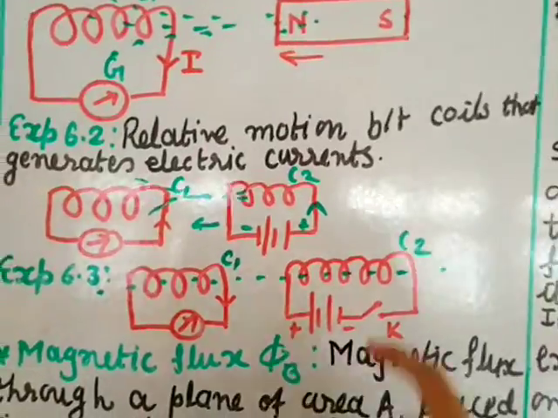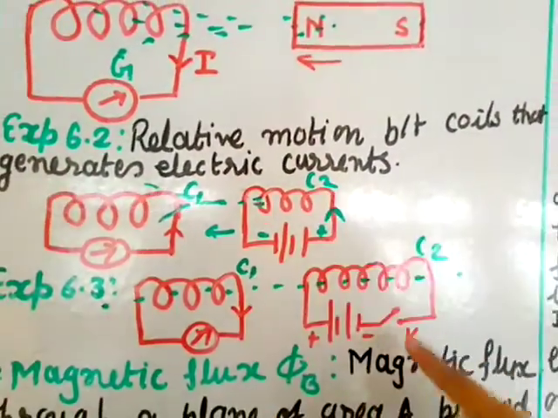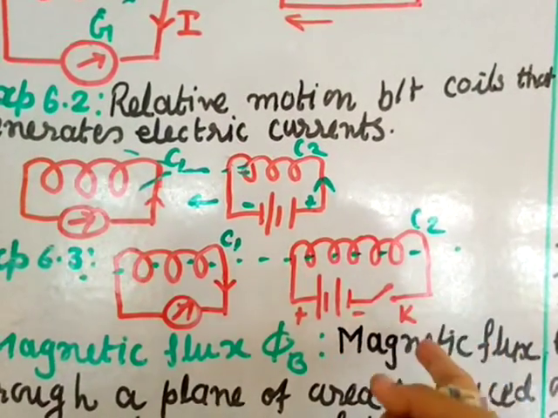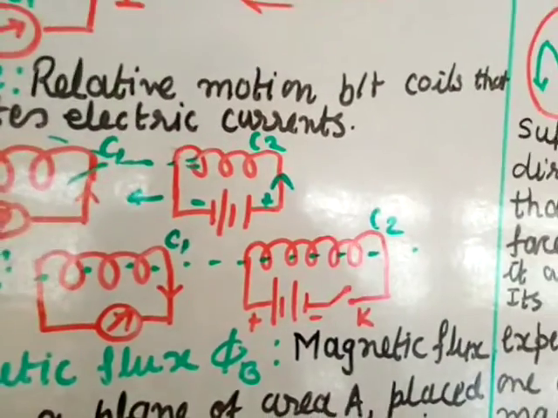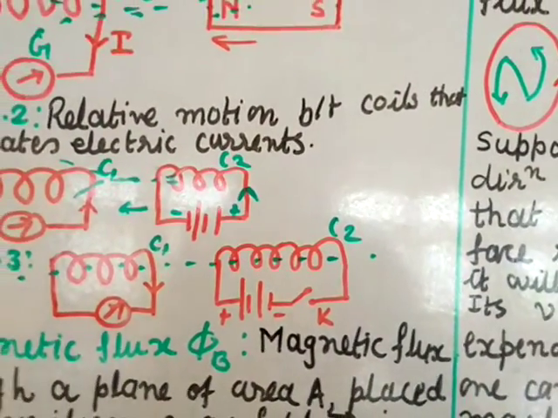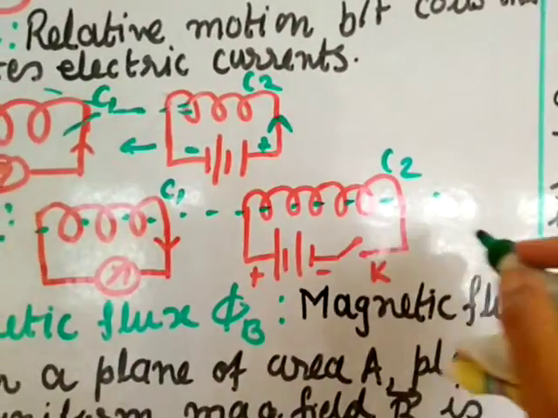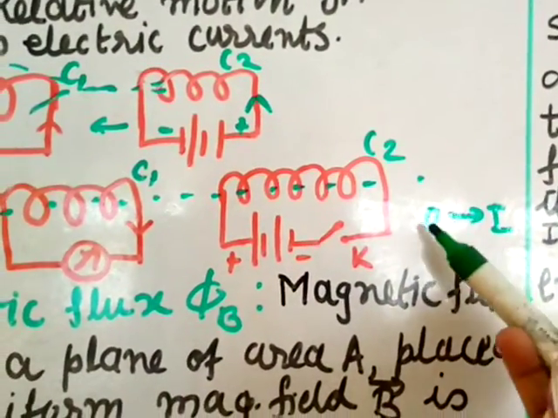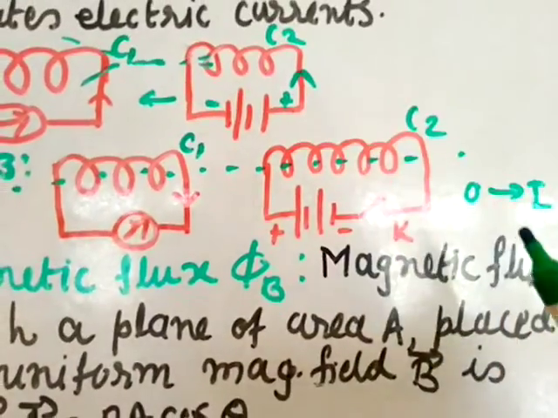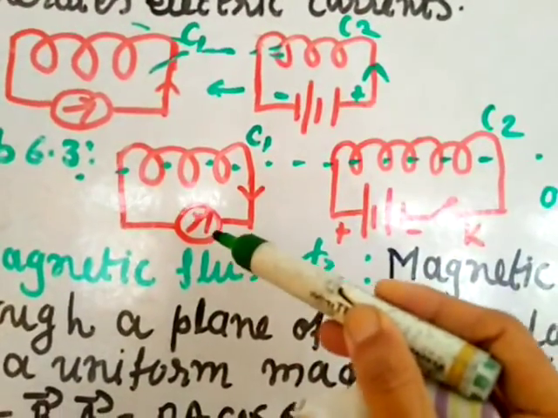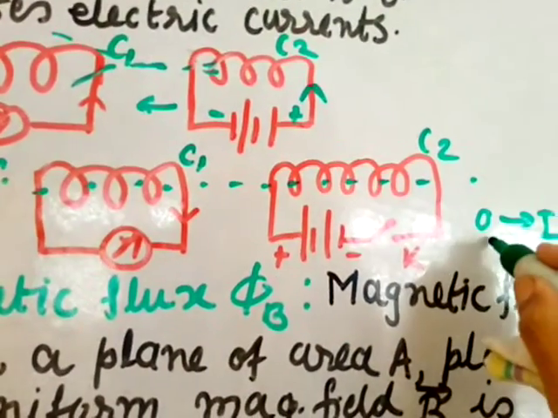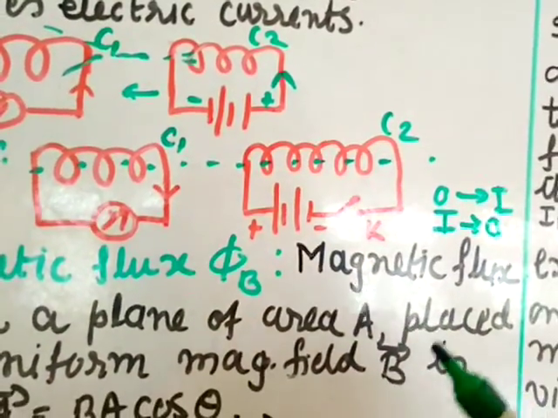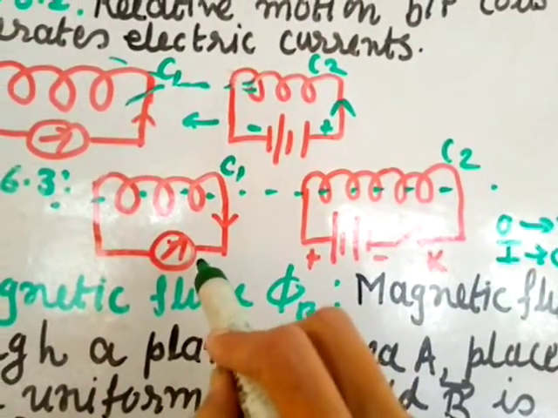Experiment number 3. In this, the second coil was connected with a key. When the key is closed, the current starts from 0 and does not reach its highest value instantly, but rises from 0 to some steady current I. During that fraction of time, there was a deflection in the galvanometer. Again, when they opened the key, the steady current I became 0, and going from I to 0 also takes a fraction of time. They found a deflection in the galvanometer in the opposite sense.